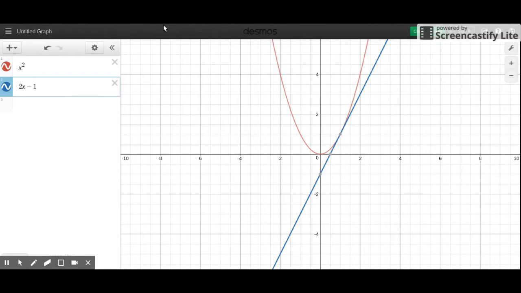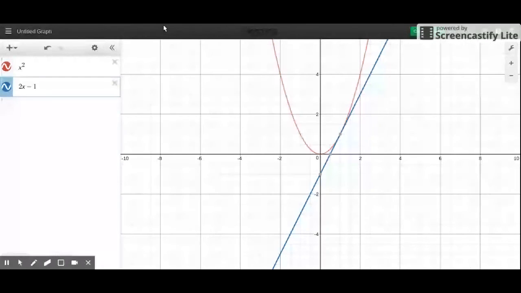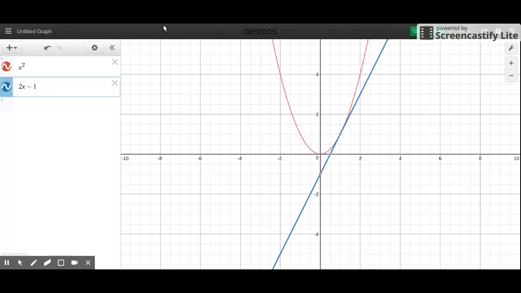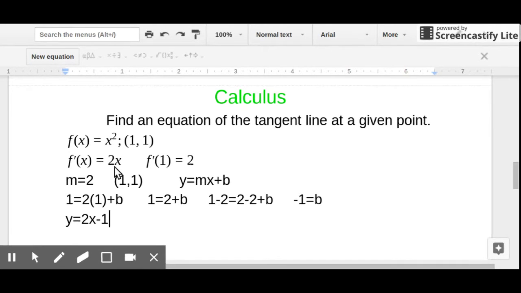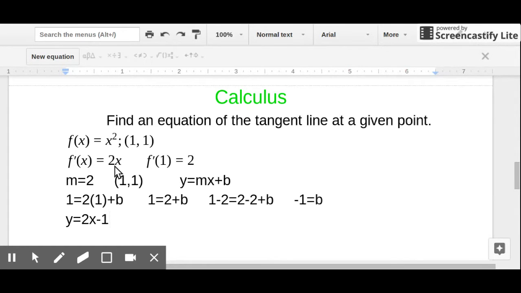So in this particular problem, I skipped some steps because we've already done this. We've done this twice. So up to this point, you should know how to find the derivative by the limit process, the definition of the derivative, and went ahead and found that slope. That was our m. We're given a point, and we went ahead and used the slope point form here.